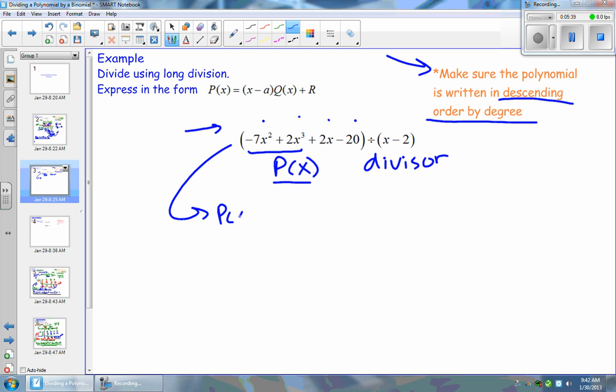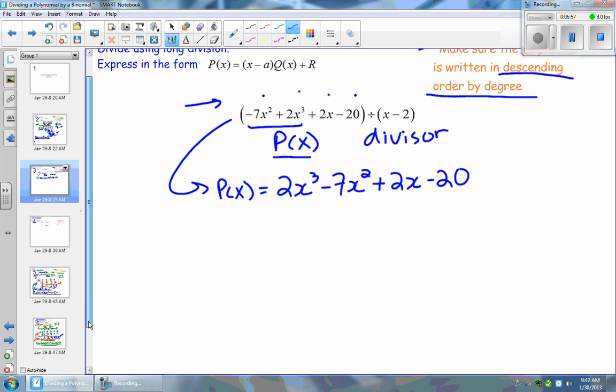P of x can be written as 2x cubed minus 7x squared plus 2x minus the constant of negative 20. So you have to make sure that these degrees are in descending order. Now that we've fixed that, we can go ahead and set up our long division statement.